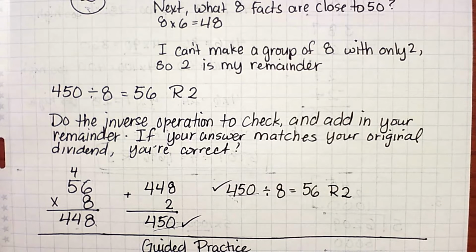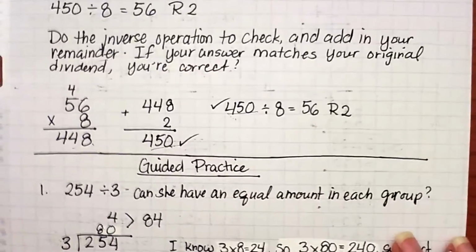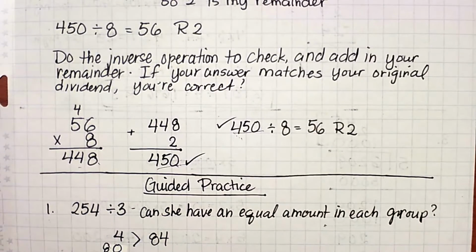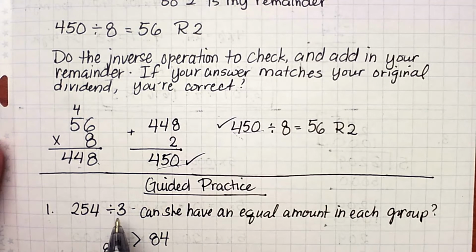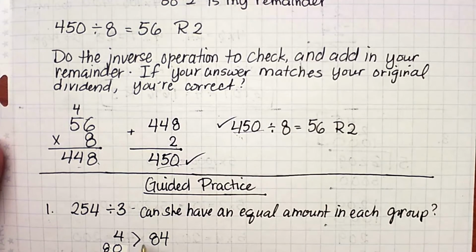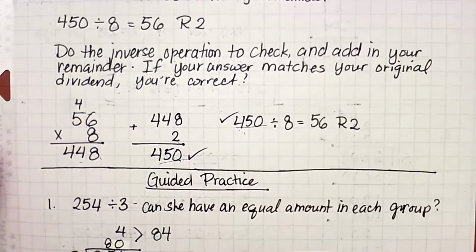All right, let's take a look at our guided practice. For number 1, it says Hillary has 254 tokens to use for games at Pizza Mania. She would like to use an equal number of tokens for each of the 3 visits that she has planned. Will Hillary be able to use the same amount of tokens for each visit? So we have to take 254 and divide it into those 3 visits to figure out if she can have an equal amount. So let's go ahead and start solving.